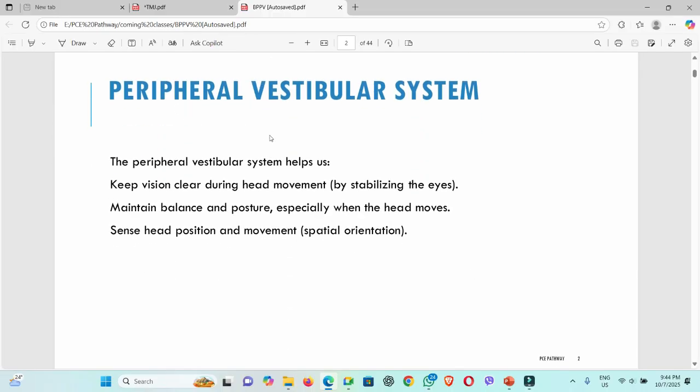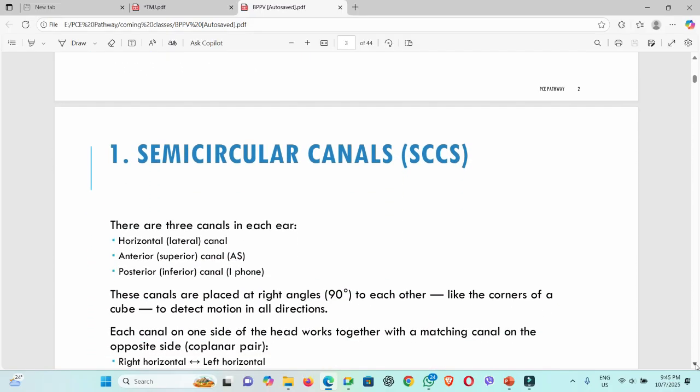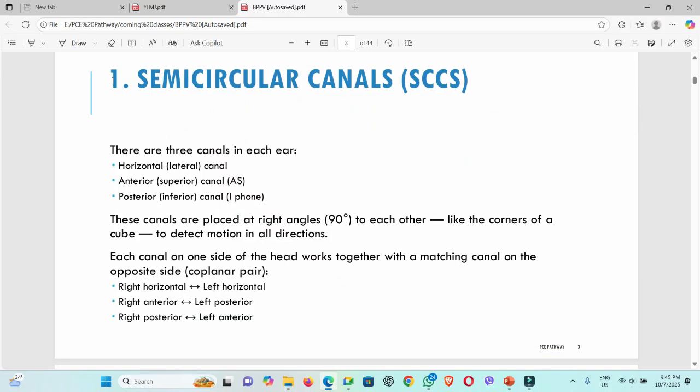Now let's understand the vestibular system, peripheral and central. What is the peripheral vestibular system? The peripheral vestibular system helps us keep vision clear during head movement by stabilizing our eyes. It maintains balance and posture, especially when the head moves, and it senses head position and movement in spatial orientation. Not that important, just now these things are important.